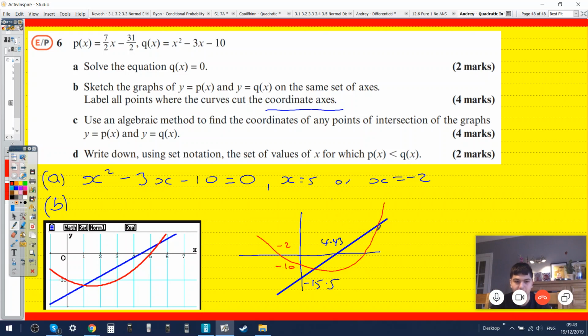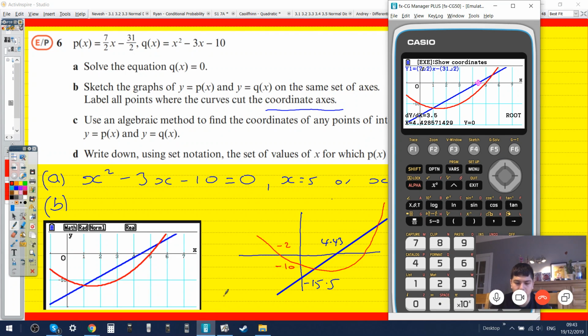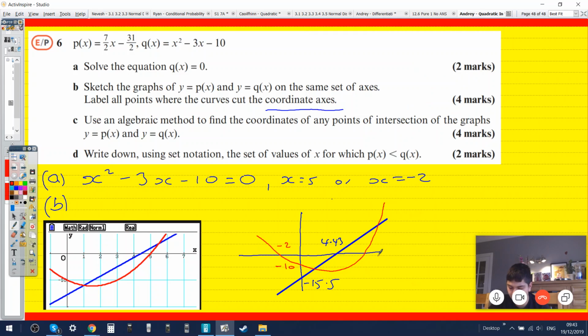So the straight line is 4.43. Minus 2 and press right. Oh, so that's 2. Okay. So minus 2 and 5. Yes, and that's what you found in the first one. x is minus 2 and 5 for when y is 0. And that's y is 0 on the x-axis.